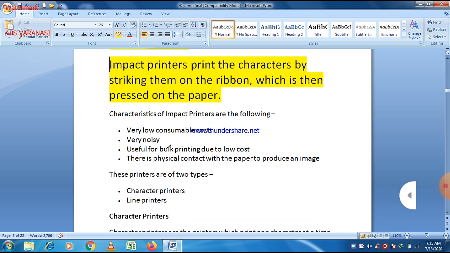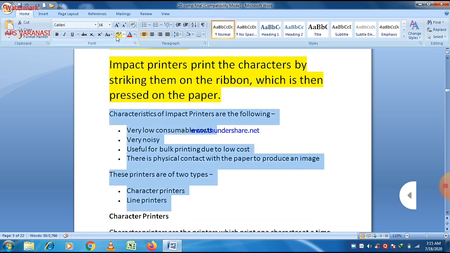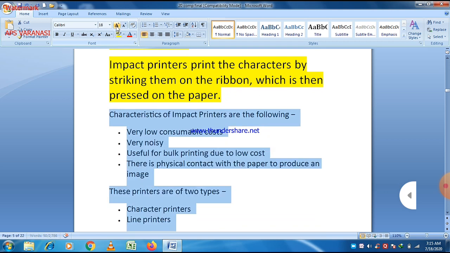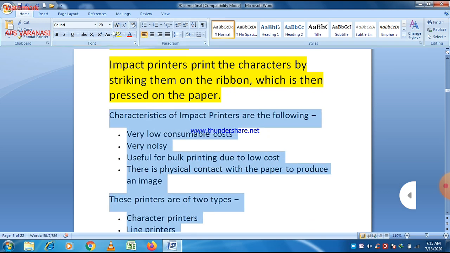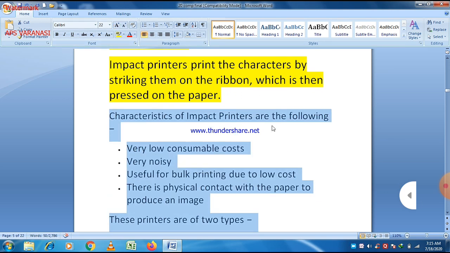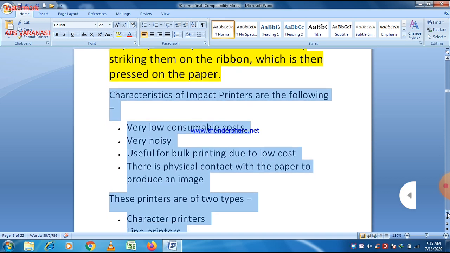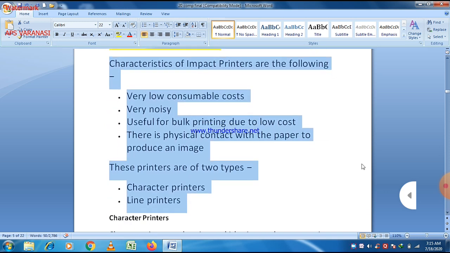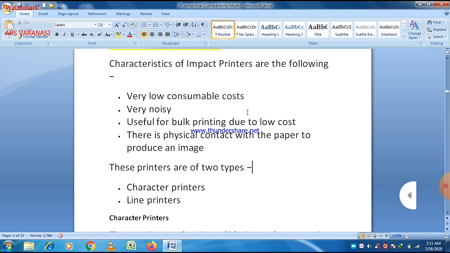So they are very cheap, and nowadays impact printers are not very much used because they are very noisy, and they are useful for bulk printing due to low cost. So they are basically used for personal work, not very professional work. If we want to take more than 100 copies, then we don't use an impact printer because it takes very much time, and there is physical contact with the paper to produce an image. That's why they are called the impact printer.